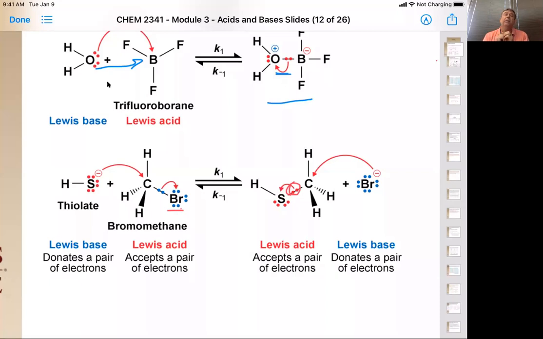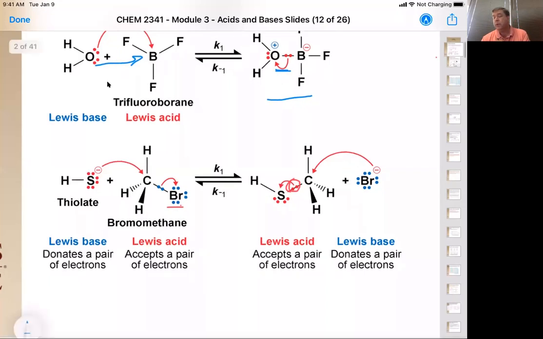Why is this carbon a Lewis acid? Well, it has a polarized bond with this bromine. This bromine is pulling electron density away from the carbon, toward the bromine, making this carbon partially positive. That's why it's the Lewis acid, because it's already partially positive because of that polar bond.